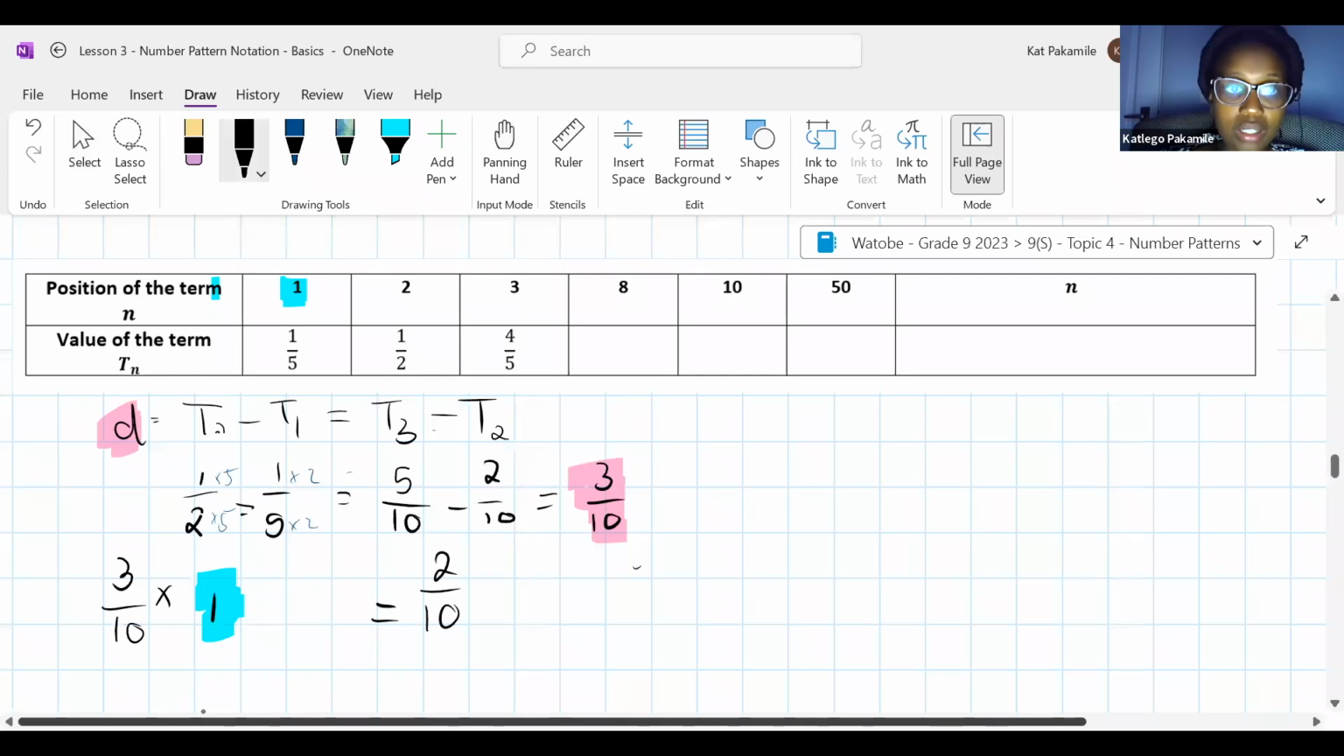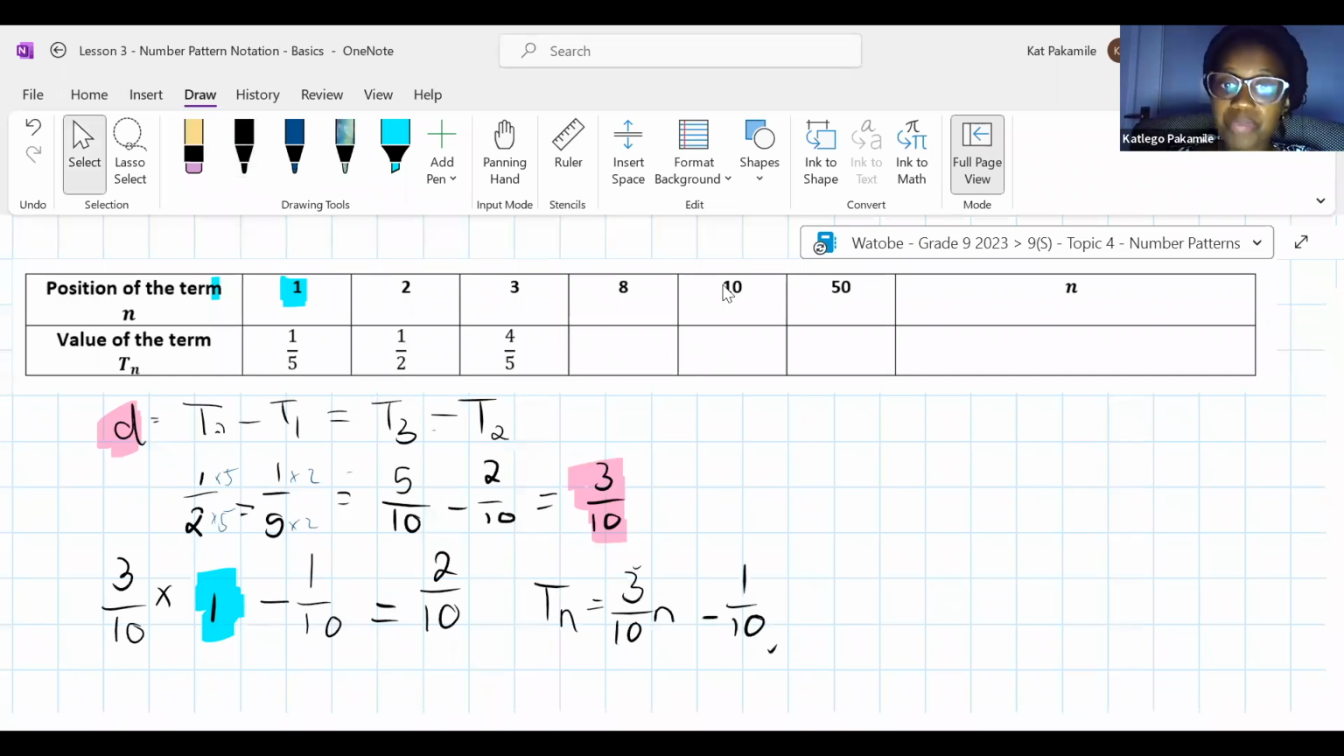Okay, yes, that's true. We're going to do something with 1 over 10, but tell me, what am I doing with it? Thank you, Bokang. Yes, so I have to subtract it. Beautiful, guys. We're going to say Tn equals 3 over 10n minus 1 over 10. It looked complicated, guys, but it wasn't. Did you see that you can do these things?